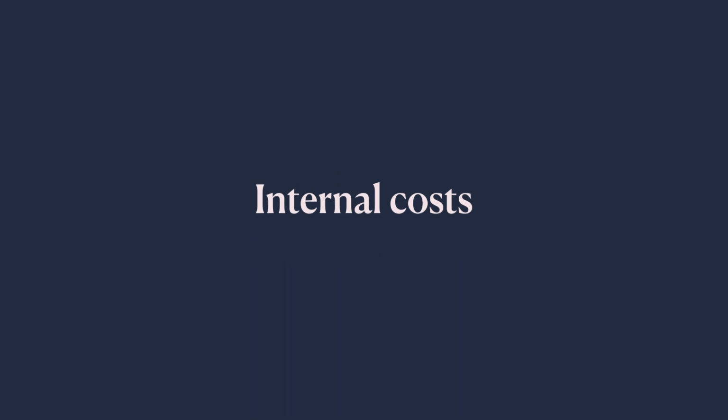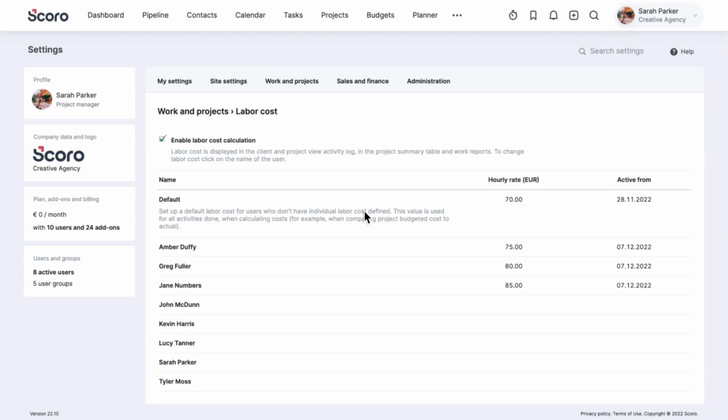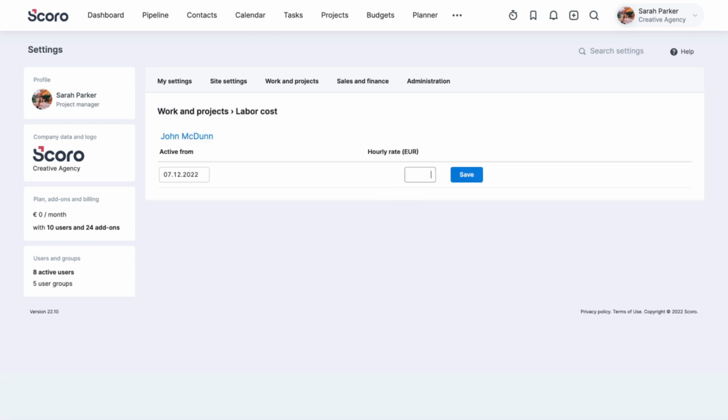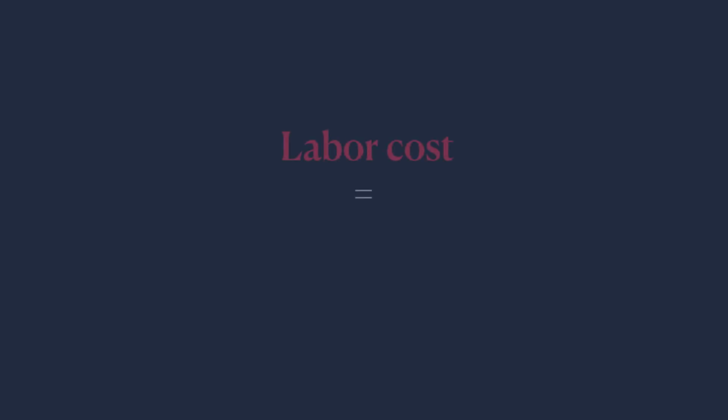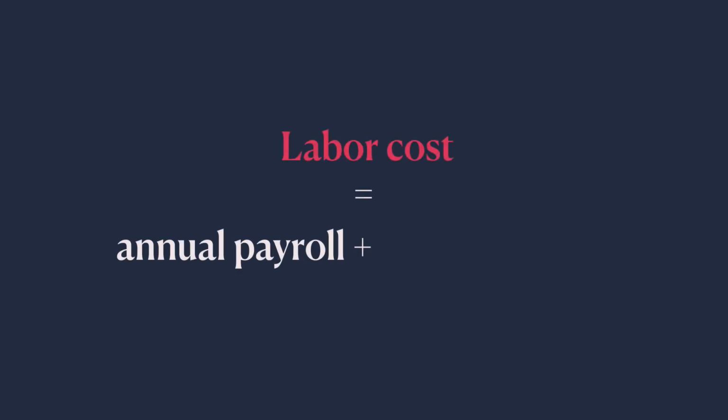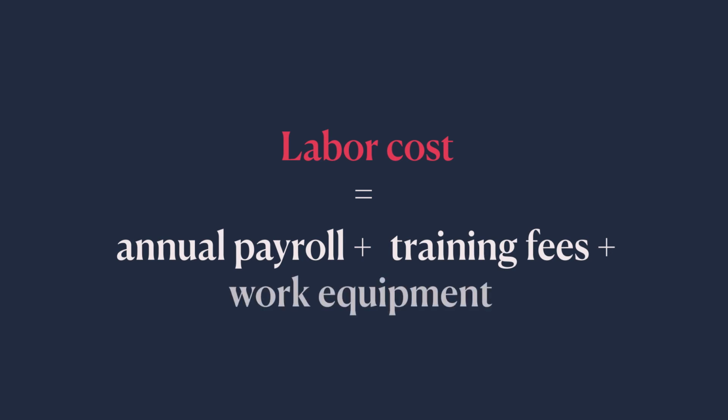Number 1. Internal costs. To keep track of the internal delivery costs of the project, you can set up the hourly labor cost for each team member in Scoro. To calculate an employee's hourly labor cost, consider their annual payroll, training fees, and other direct expenses like work equipment. Then divide this sum by their total working hours in a year.